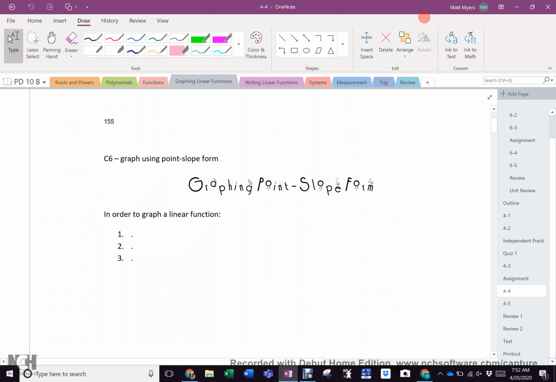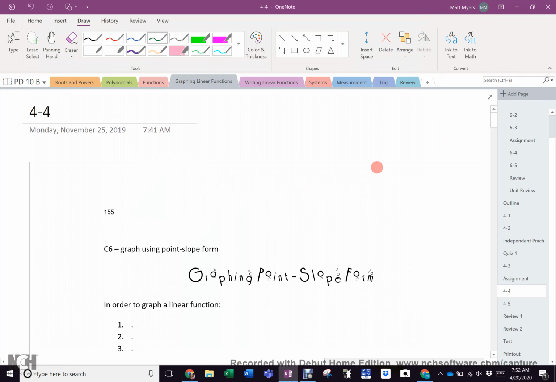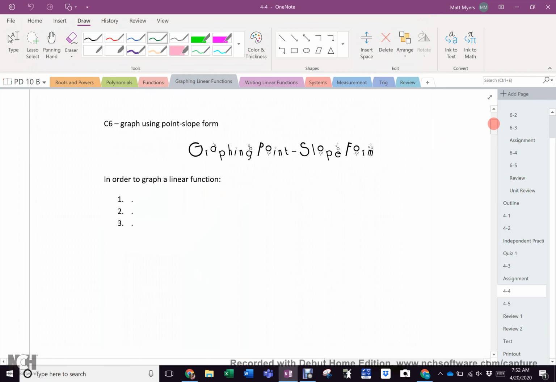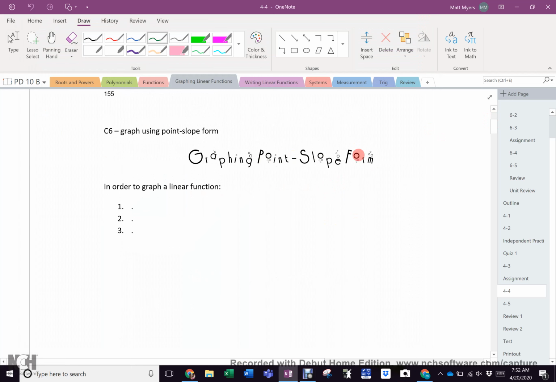So, today we are going to learn a new form, point slope form, but we're going to talk about some other things first. If I wanted you to graph a function, you have three ways to do it. One, you can do a table of values. And that's what we did in the 9th grade.